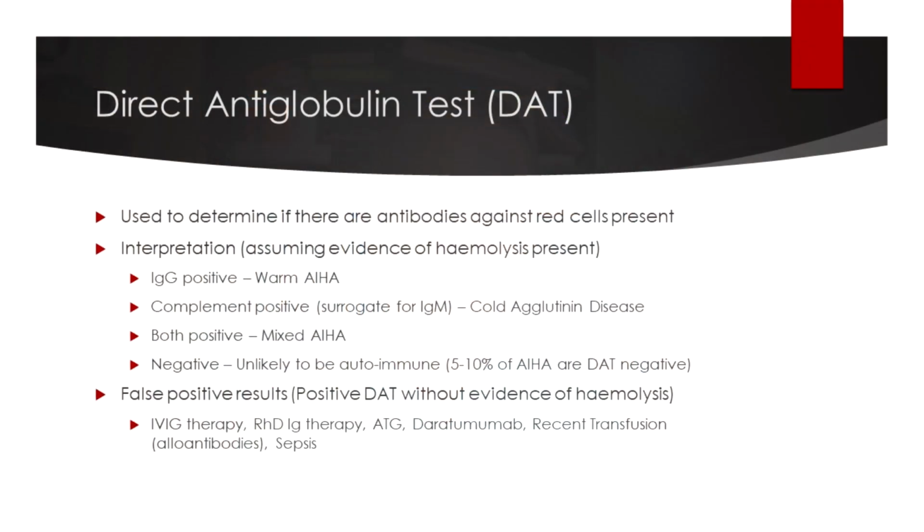Then you can have these false positive results, which I alluded to before. That's when you get a positive DAT, but there is no actual evidence of hemolysis on the blood film or the testing that we've done. That can happen because they are receiving supplemental intravenous immunoglobulin or IVIG, or they're receiving Rhesus-D therapy, or if they've received anti-thymocyte globulin, which is an ATG, an anti-T cell therapy. Can also happen with certain antibodies like daratumumab, which we use for myeloma. And if you've had a recent transfusion, you can develop these allo antibodies for a time that will persist, and they can give you a positive DAT as well without any hemolysis.